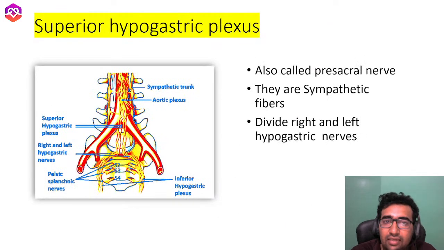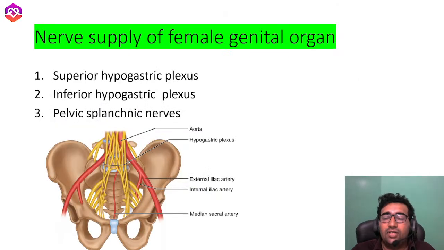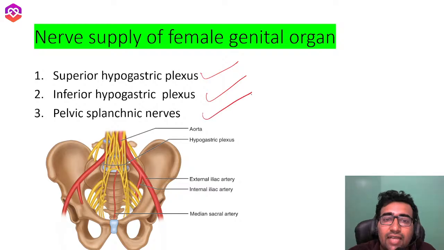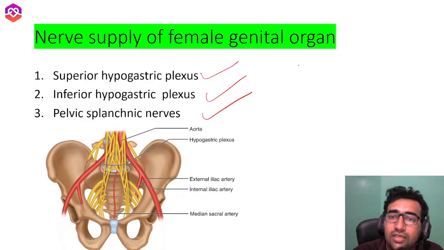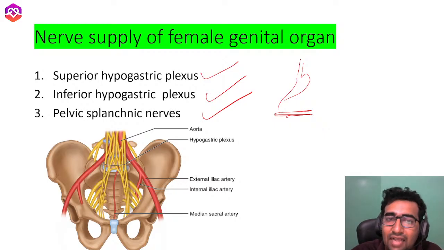Now let's think about, just wait, the nerve supply of the genital organs. When you think about the nerve supply of the genital organs, there are the superior hypogastric plexus, inferior hypogastric plexus, and pelvic splanchnic nerves. What does hypogastric mean? This is the region below the stomach, the hypogastric region. Splanchnic means related to the internal organs. Okay, pelvic splanchnic nerves are also there. Let me tell you in detail.